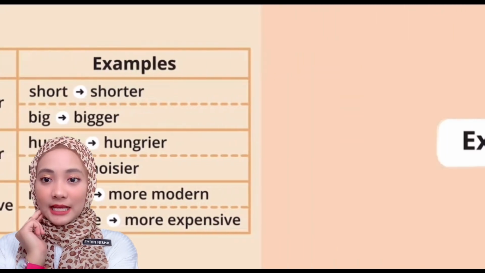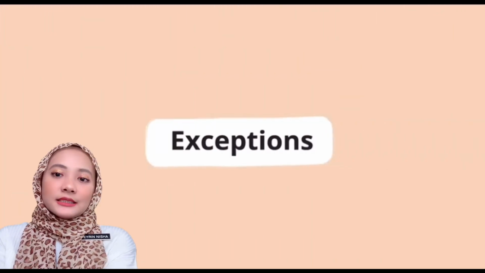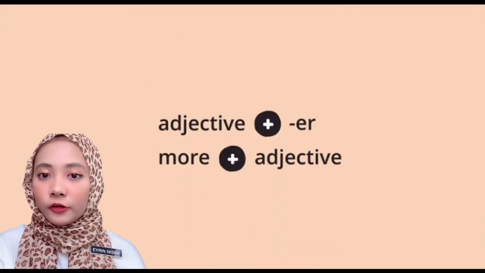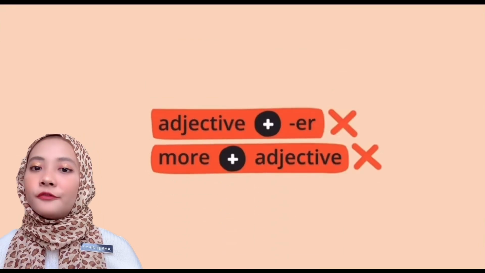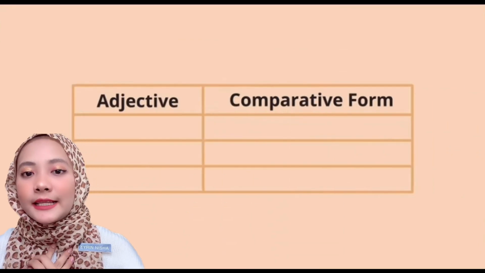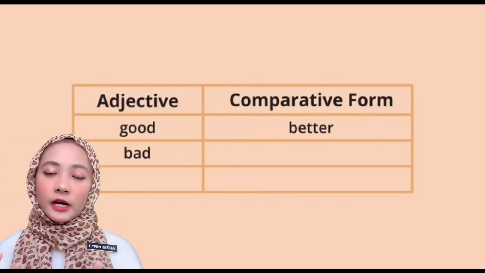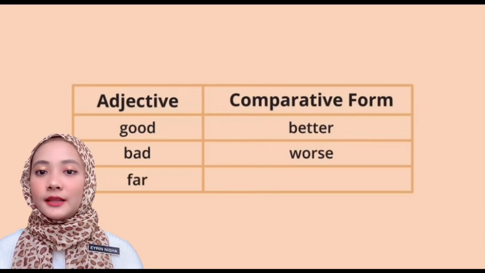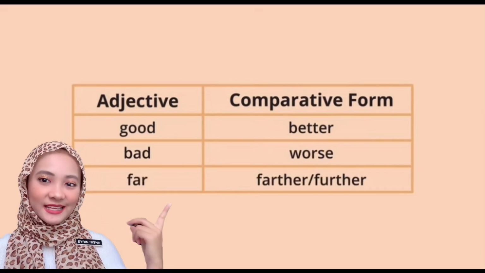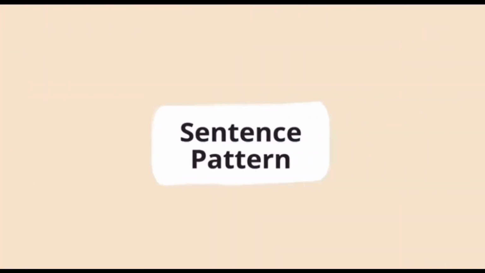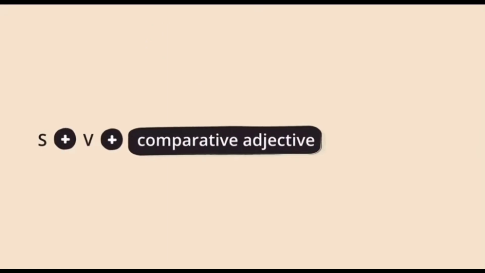Some comparative adjectives in English do not follow the usual rules. For example, the adjective good becomes better, bad becomes worse, and far becomes farther or further, like I said in my previous slide. The most common sentence pattern for comparative adjectives in English is subject plus verb plus comparative adjective plus than plus object.